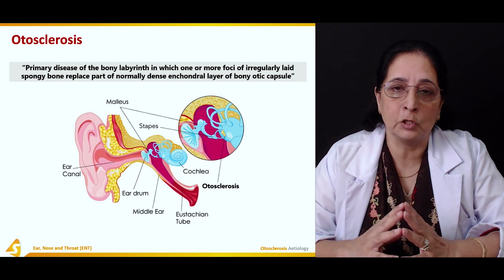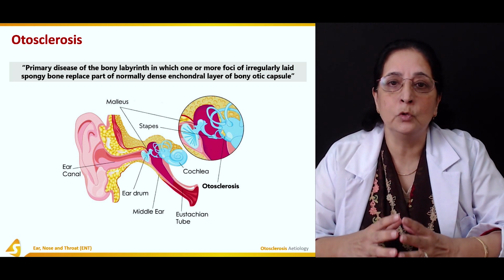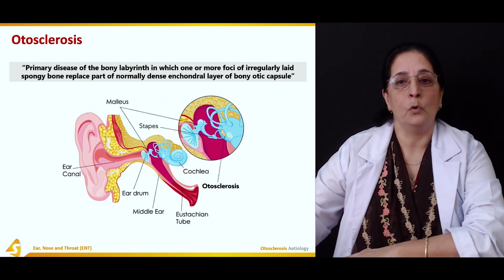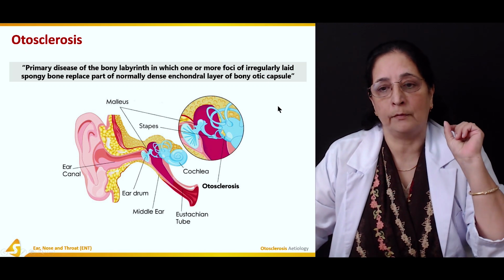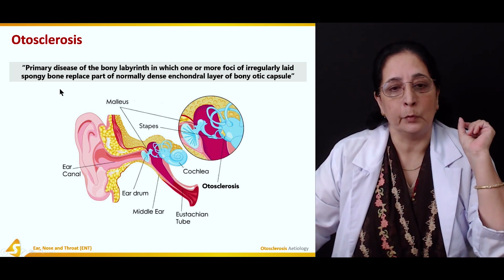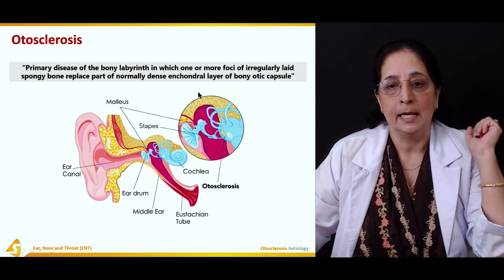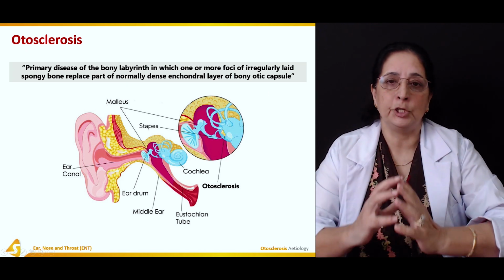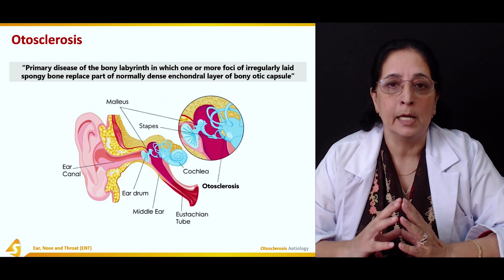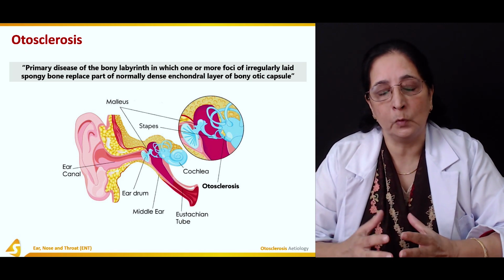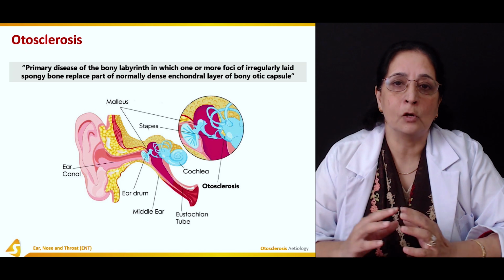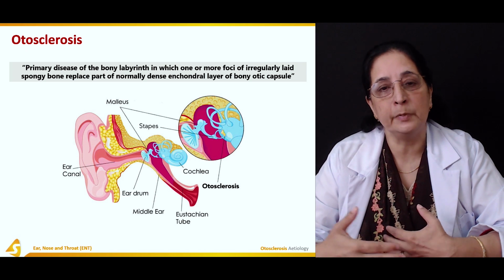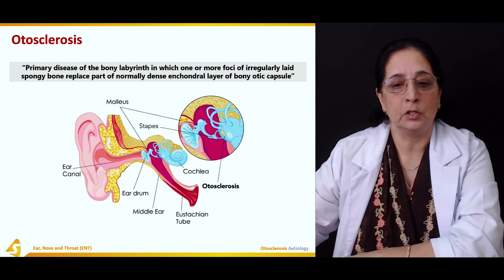So instead of otosclerosis, the other term used for this is otospongiosis. So one or more foci or areas of spongy bone replace the normally dense enchondral layer of the bony otic capsule. So the actual bone of the otic capsule is replaced by spongy bone, and that spongy bone can cause obstruction and can lead to conductive deafness besides other complications or problems.